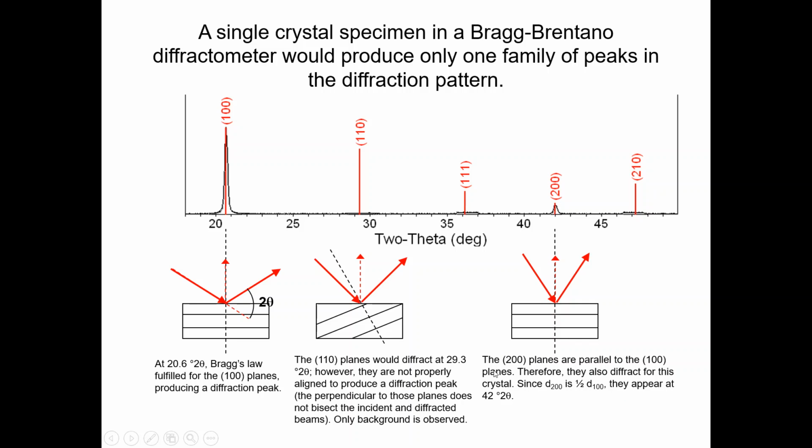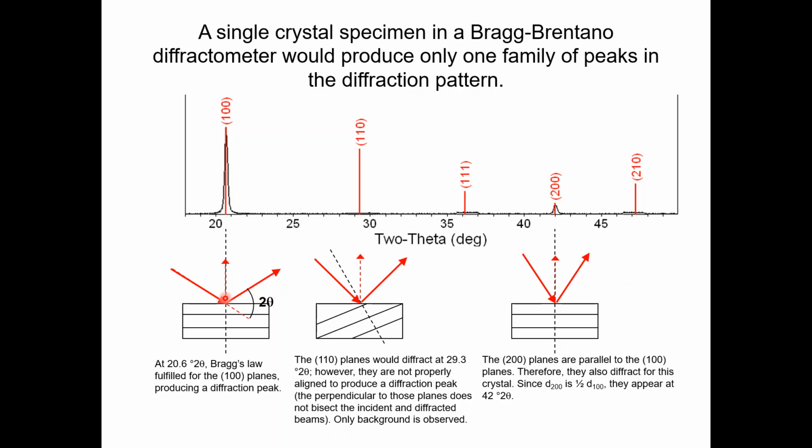In XRD patterns, just like the one you can see in this figure, this belongs to a single crystal specimen and a Bragg-Brentano diffractometer. It will produce only one family of peaks in the diffraction pattern. Here you can see the first peak, at a 2 theta value of 20.6 degrees, and the second peak is at 29.3 degrees 2 theta. Similarly we have the other peaks, and they are tagged with respect to their corresponding planes.